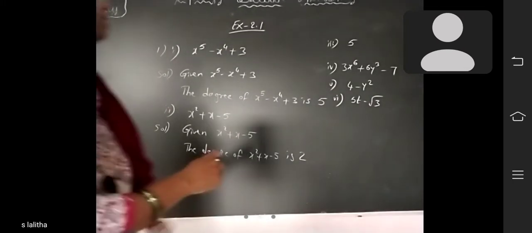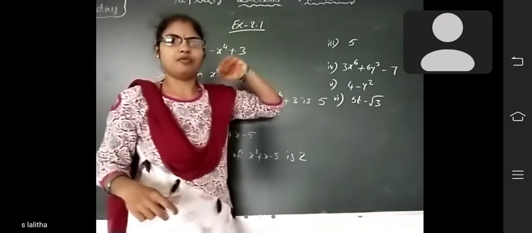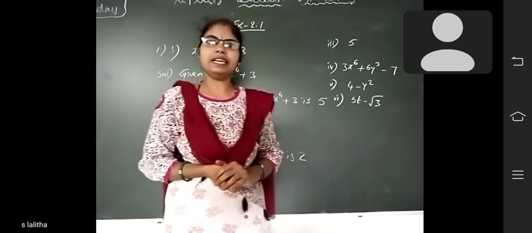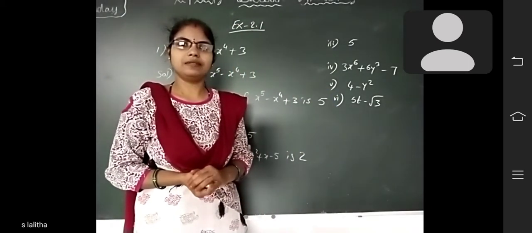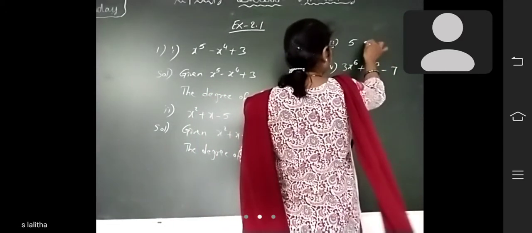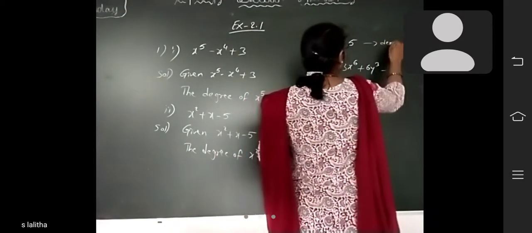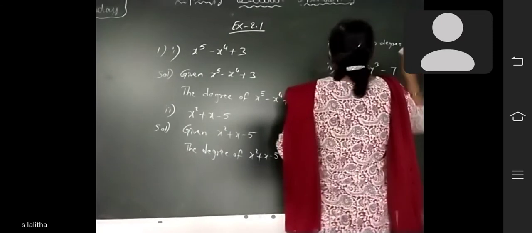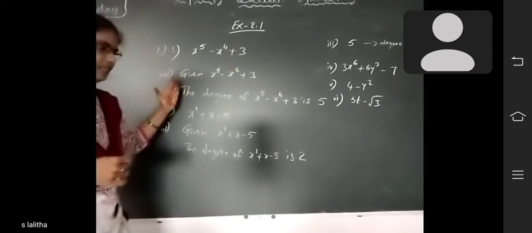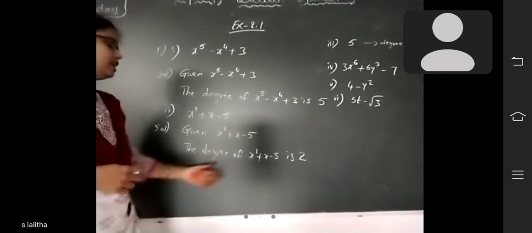So here third one is a constant given. 5 only. There is no variable. So it is a constant. So what is the degree, children, for a constant? Now only I told. 0. Degree is 0. You can write like this. I am writing only the answer, but you have to write like this. Given, you have to write the degree like this.